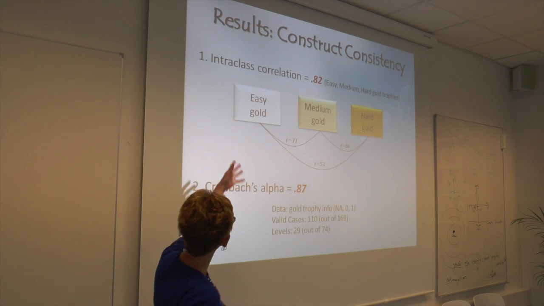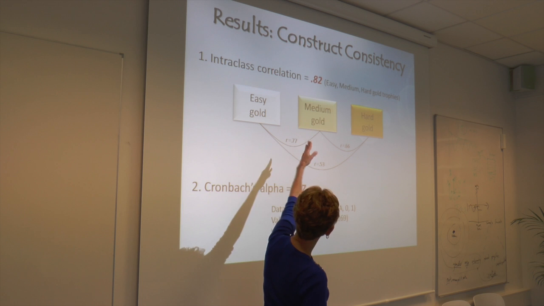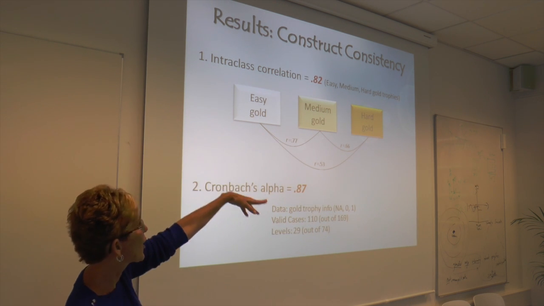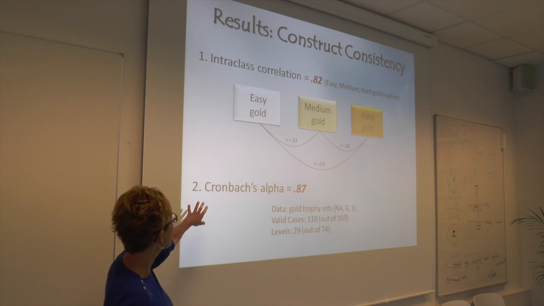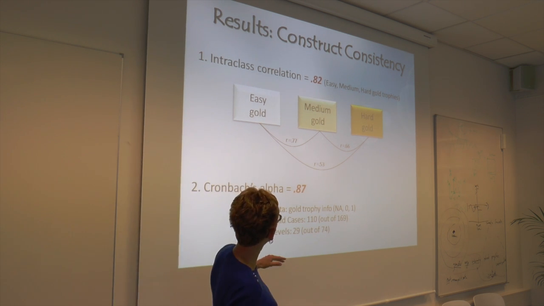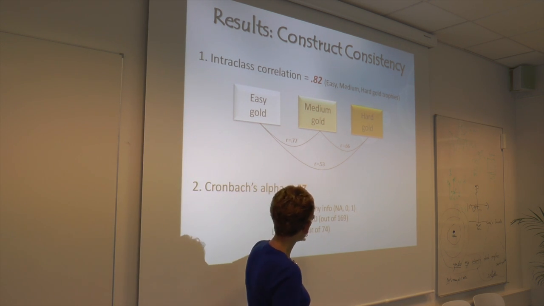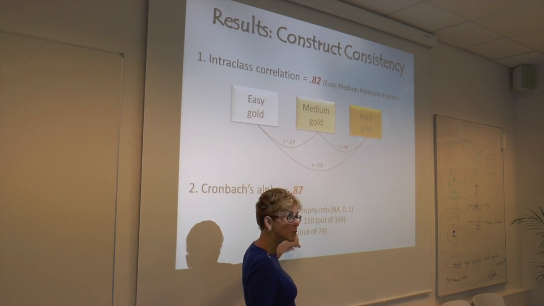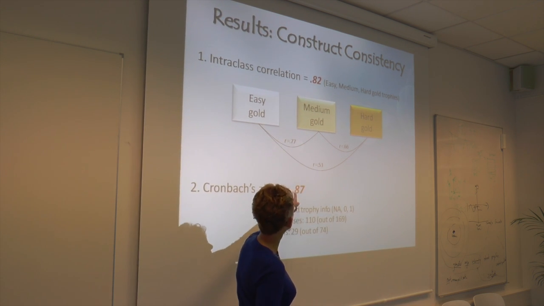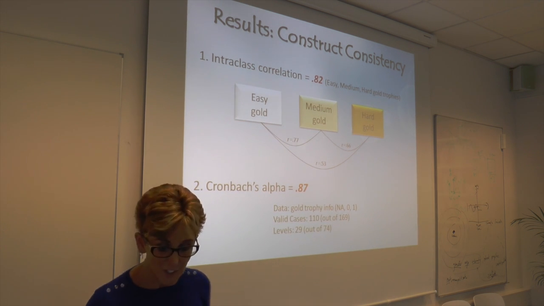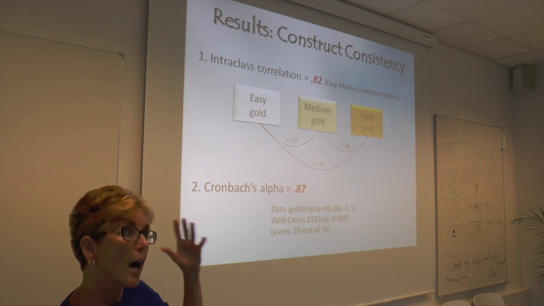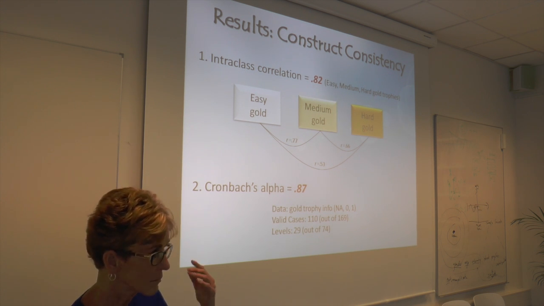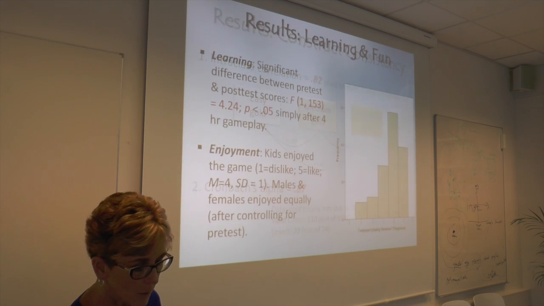We computed another intraclass correlation by a different division of the pie, easy, medium, and hard gold trophy data. And then at some point I realized I could compute Cronbach's alpha, so I identified 110 people that solved the same shared set of 29 problems and computed a Cronbach's alpha of .87. So the good news is that the stealth assessment data seemed to be valid and reliable.